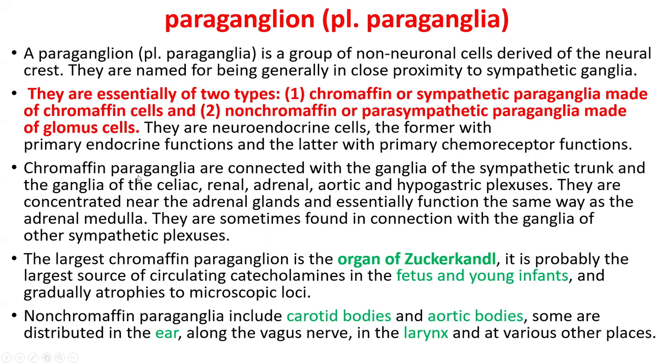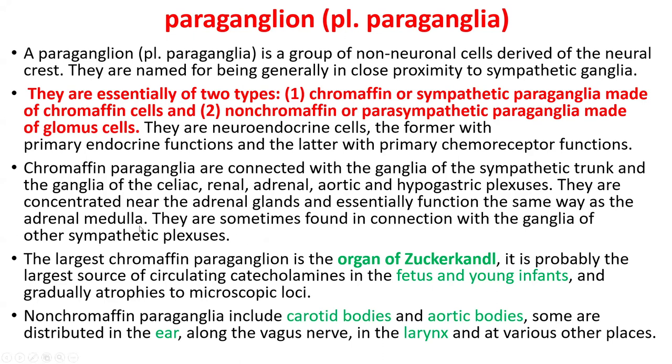The chromaffin paraganglia are connected with the ganglia of the sympathetic trunk, and the ganglia of the celiac, renal, adrenal, aortic, and hypogastric plexuses that we already discussed. And they are connected near to the adrenal gland and essentially function the same way as the adrenal medulla. It means that they are producing the catecholamine.